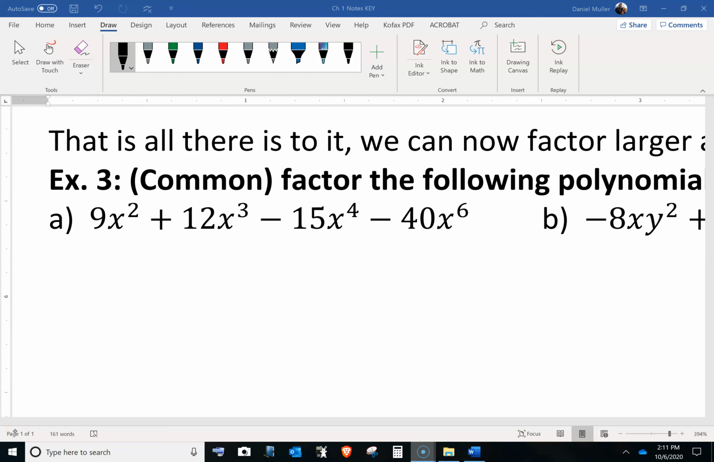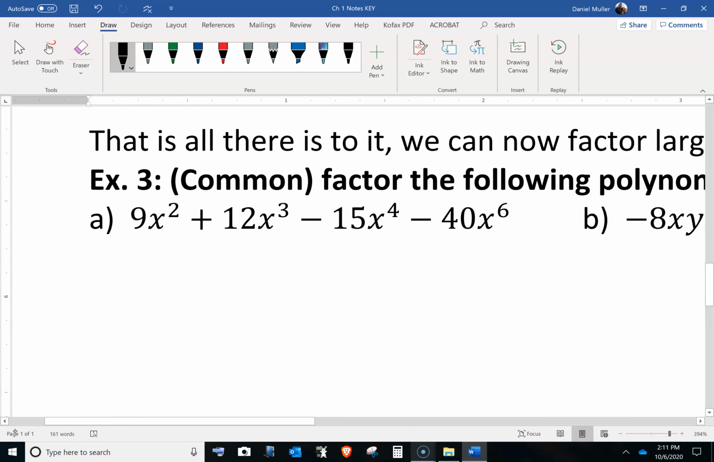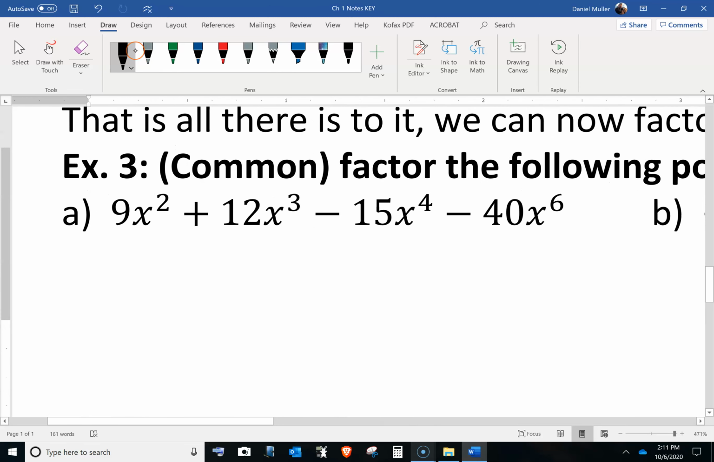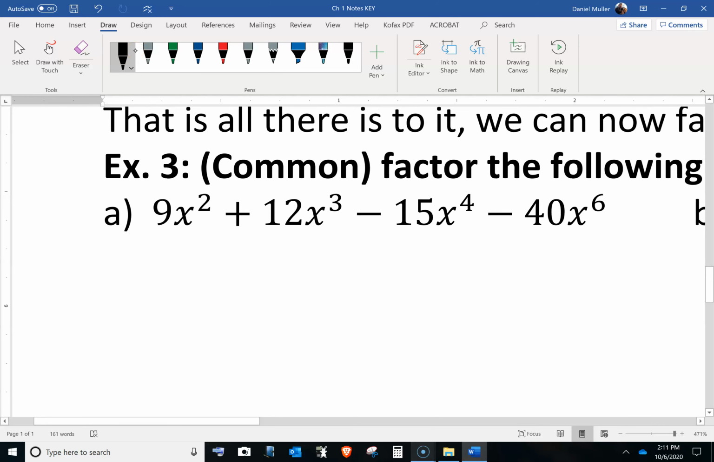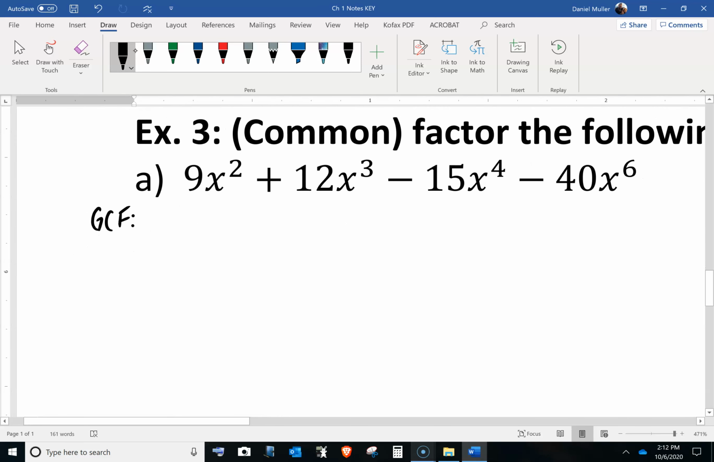Okay, example number 3. We're going to do the exact same thing. We're going to common factor, which means greatest common factor, the following polynomials. So I don't know where, it's maybe helpful to write what the GCF is. So GCF, 9, 12, 15, and 40. I was thinking 3 would work, but 40 doesn't divide by 3. So I guess there's no number that can come out of all of these things.